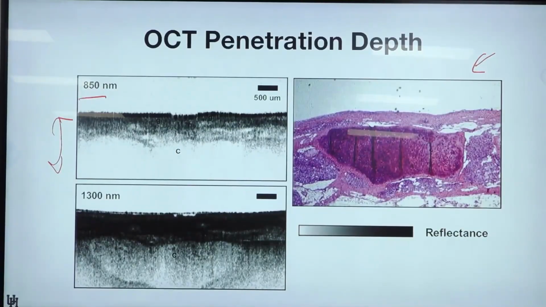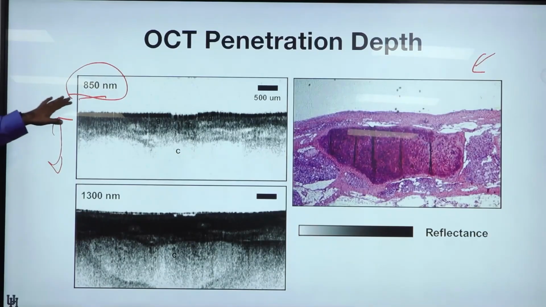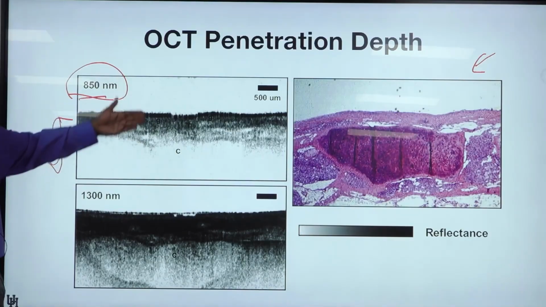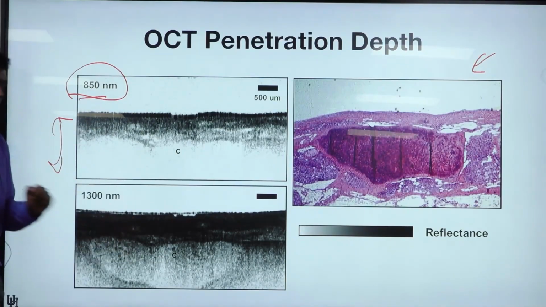Here, if you use OCT of one wavelength, this 850 is like I'm saying one number, but it's actually a broad range of wavelengths. This is the central wavelength, with a few wavelengths before and a few after. If you use wavelengths around 850 nanometers, you get some amount of penetration depth. But if you use longer wavelengths, you get better penetration depth.